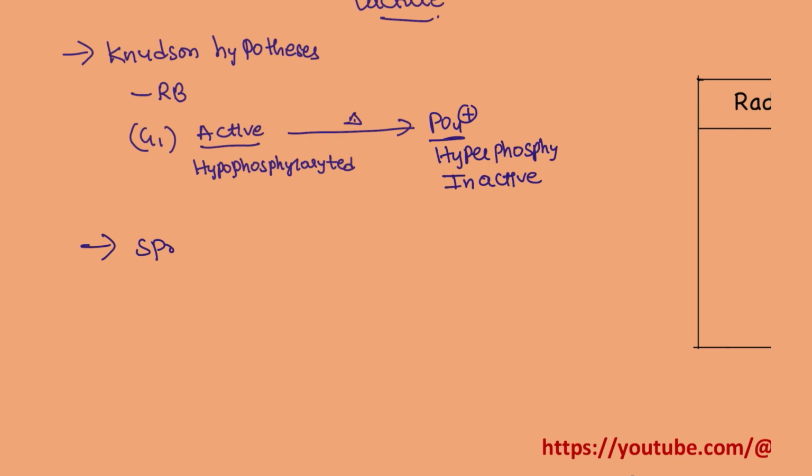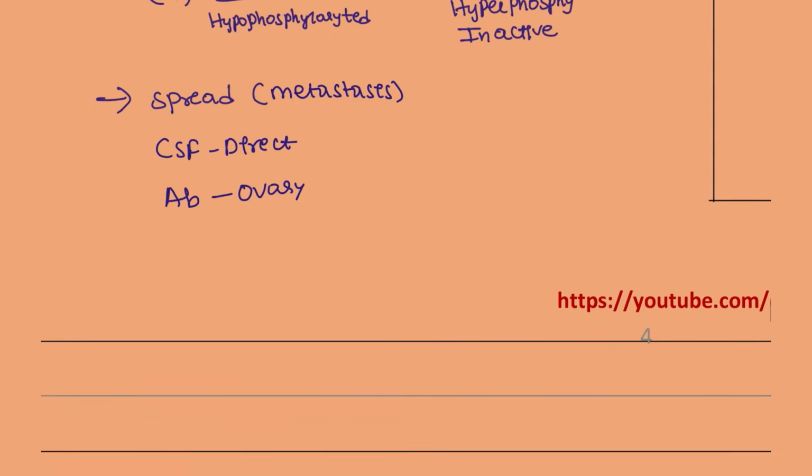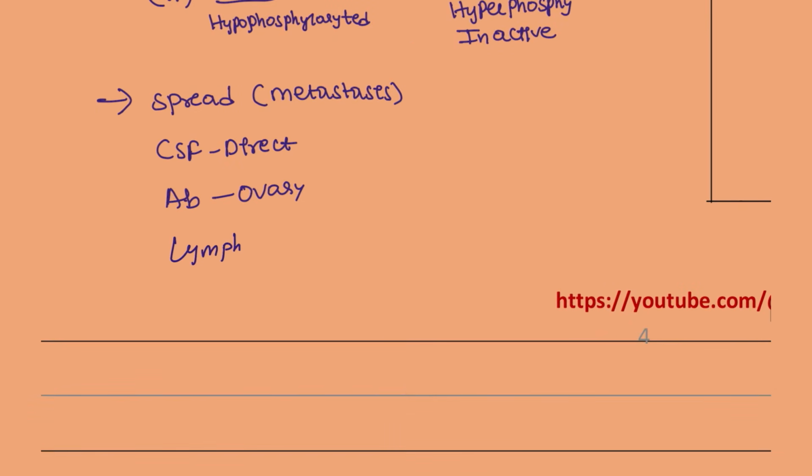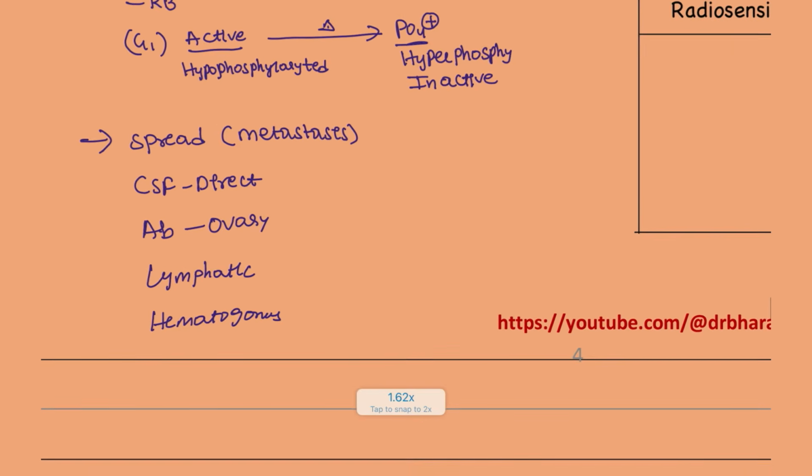Next, spread to other structures. How is the spread seen? With the help of metastasis. For example, CSF, which is direct, and also the abdomen with the ovaries. It is going to be direct, and also through lymphatic and hematogenous routes. All these spreads of metastasis will be seen in different types.